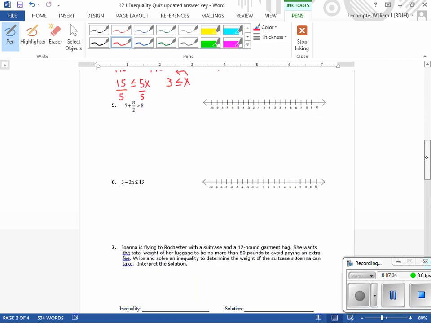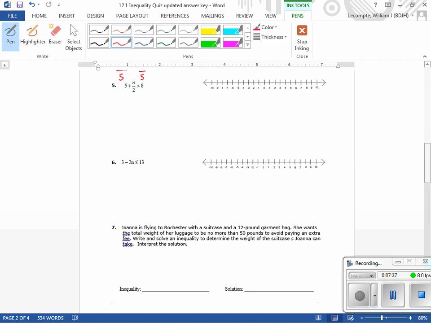And number 5, we talked about a different method on how to solve things, right? And so what I showed y'all in class today was to take the fraction here, this 1 over 2 fraction, and we're just going to multiply everything by 2. So we're going to multiply the 5 times 2, the n times 2, and the 8 times 2. And I get a new inequality of 10 plus n is greater than 16.